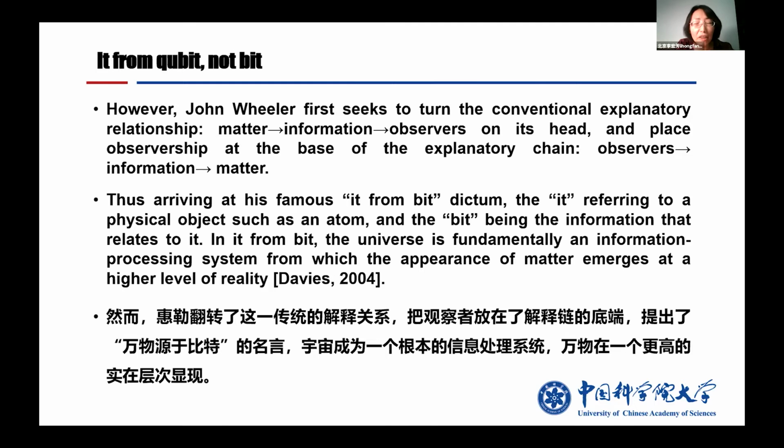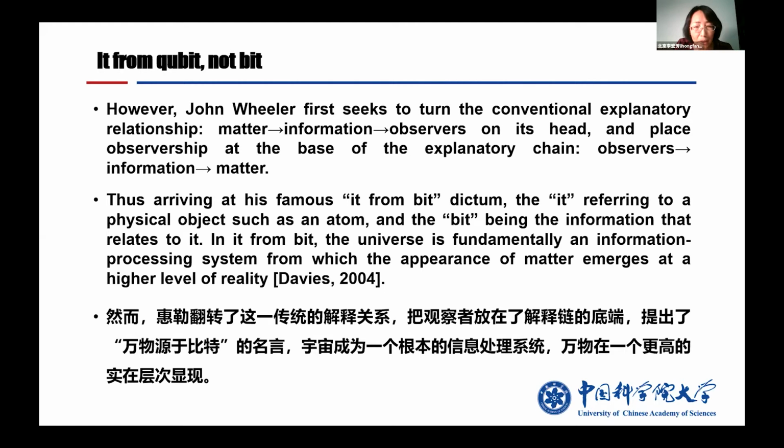However, Wheeler first sought to turn the explanatory relationship around, placing information at the base of the explanatory chain, observing information first and matter after. Wheeler arrived at his famous term, it from bit. It referred to physical objects such as atoms, and bit being the information related to it.